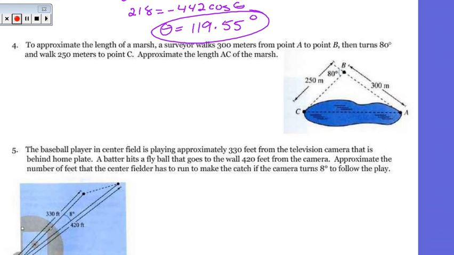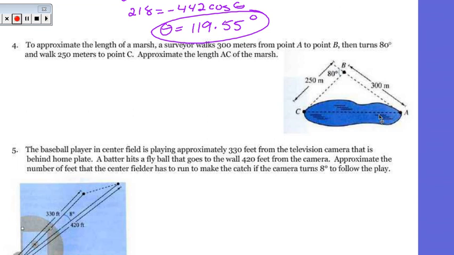We have another problem here. We're looking at the length of a marsh. We have a surveyor walking 300 meters from point A to point B, and then he turns 80 degrees, so he's coming in this direction here, and then walks 250 meters over to point C. We want to approximate the length of the marsh, so we're looking for the length of AC.